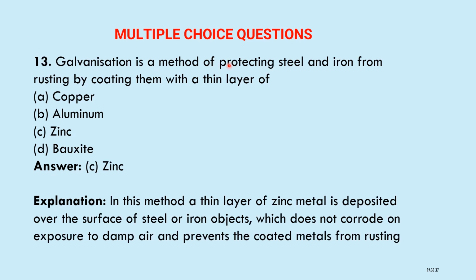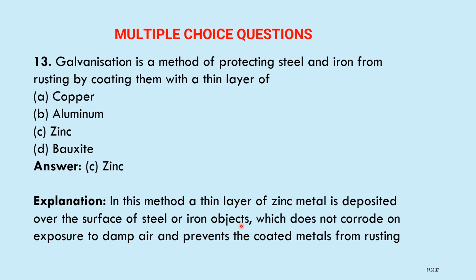Galvanization is a method of protecting steel and iron from rusting by coating them with a thin layer of option A, copper, B, aluminium, C, zinc, D, bauxite. Zinc. In this method, a thin layer of zinc metal is deposited over the surface of a steel or iron object. Galvanization is nothing but protecting the metal from moist air, oxygen or atmospheric gases. You have to make a coating of another metal.